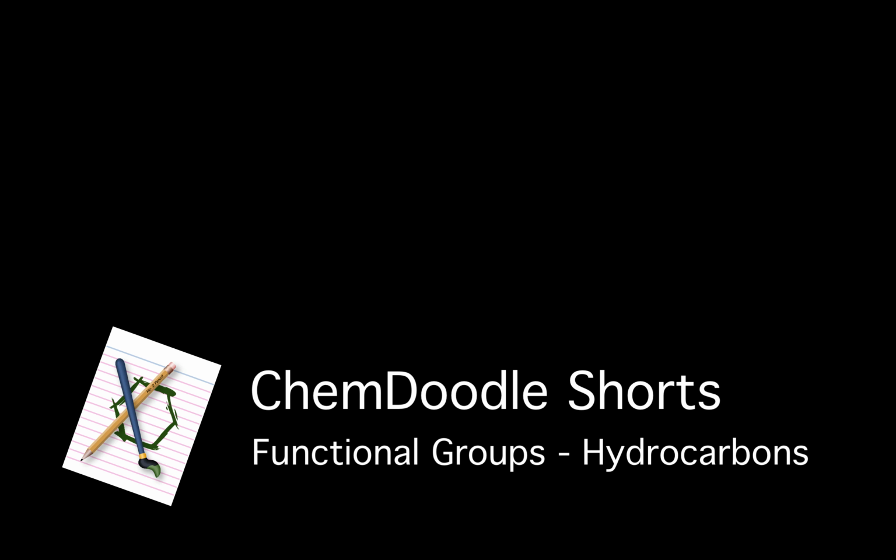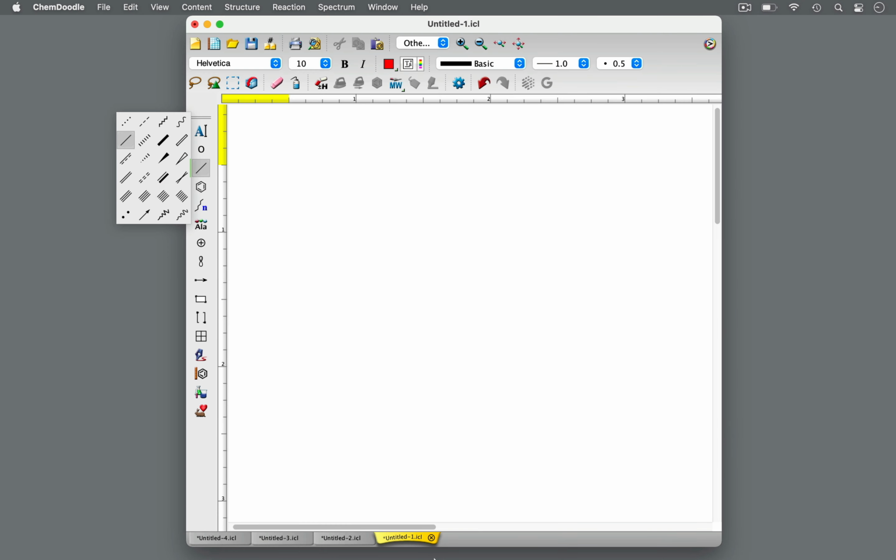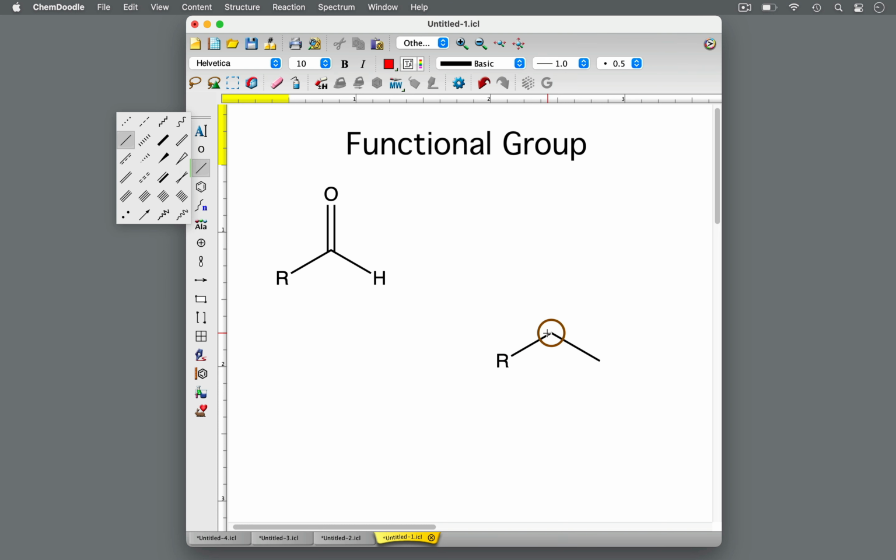Let's learn about hydrocarbon functional groups. In organic chemistry, a functional group is a group of atoms in a molecule that is bonded in a particular arrangement, imparting distinctive physical and chemical properties. Functional groups influence a molecule's nomenclature and direct a molecule's chemical reactions.